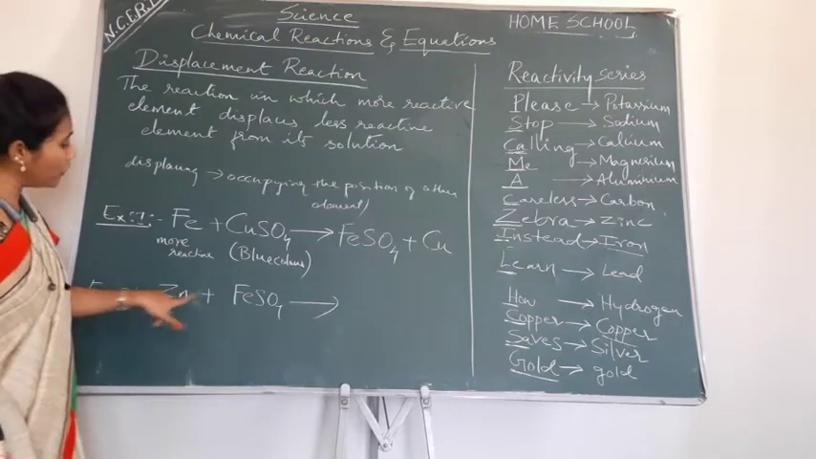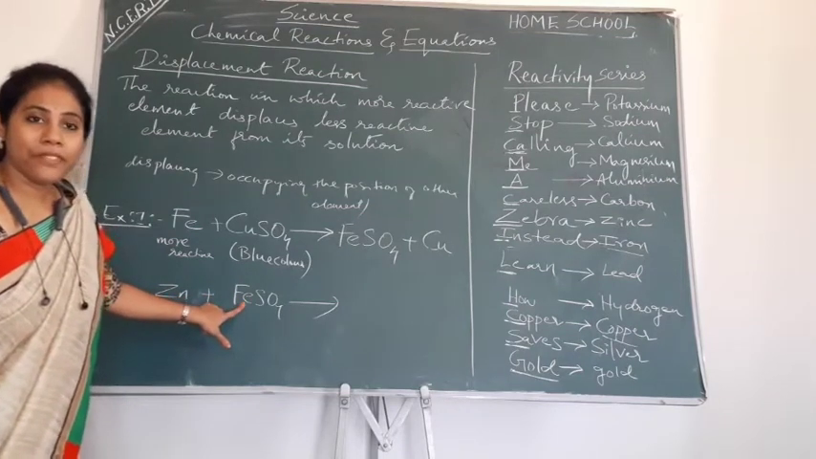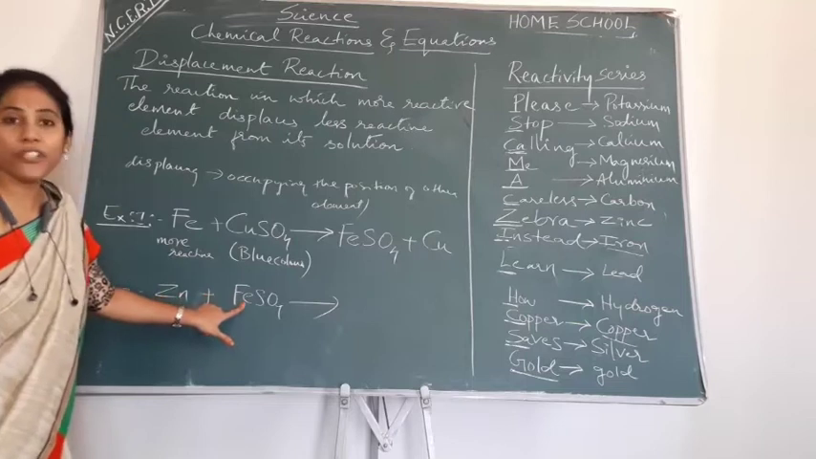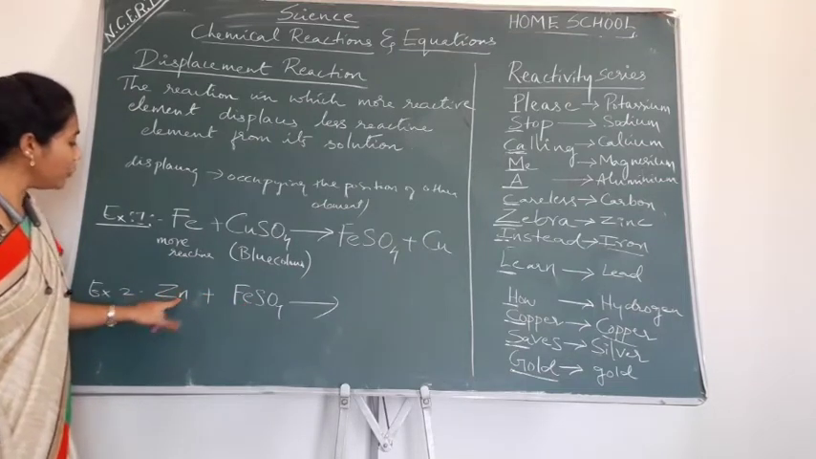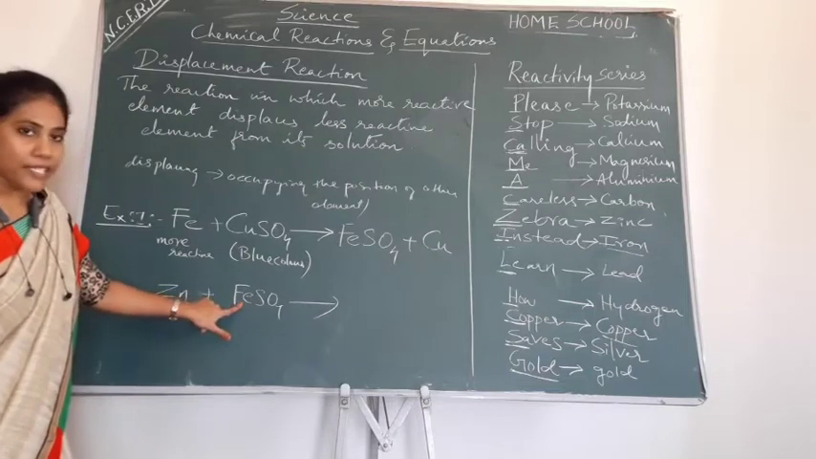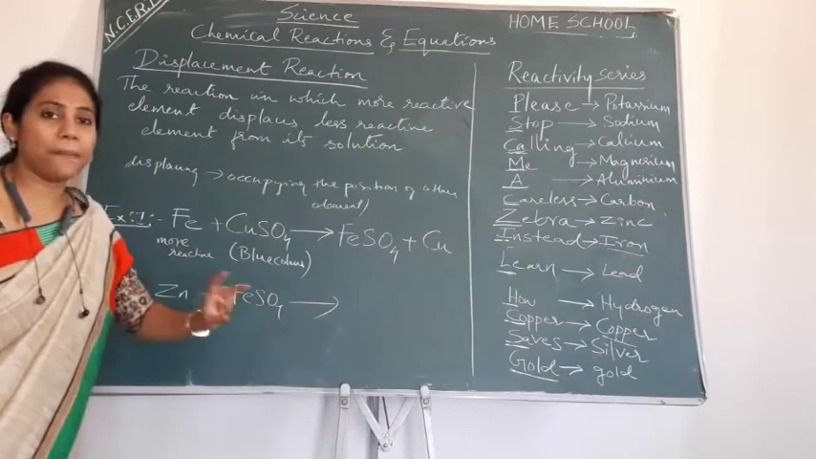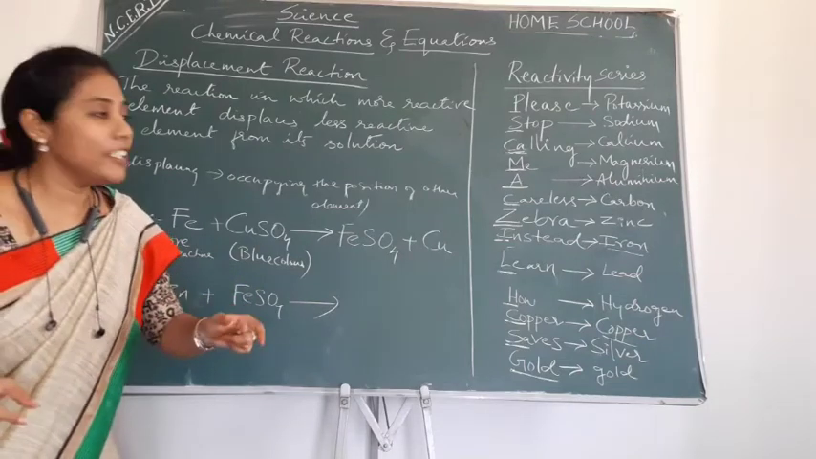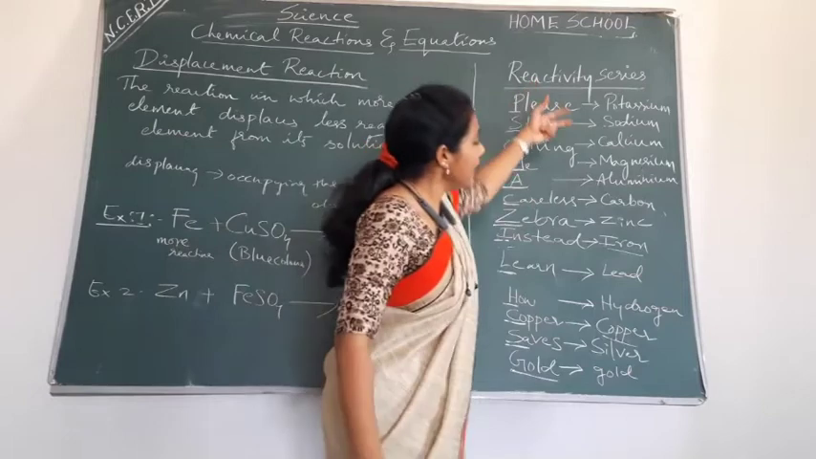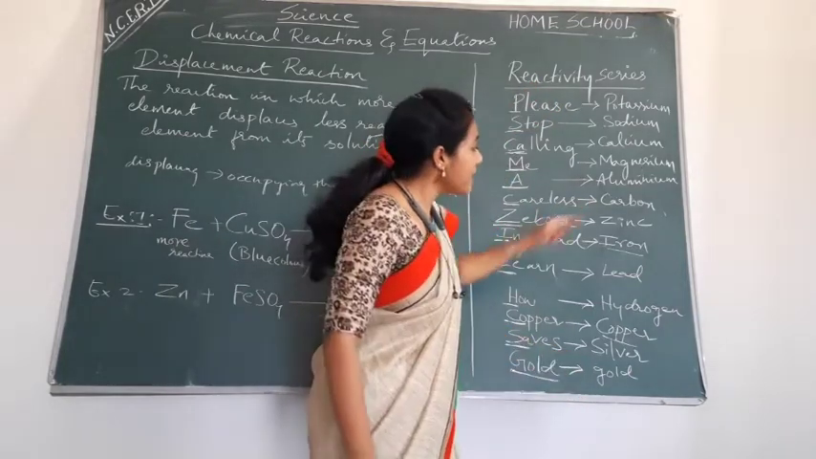Can zinc be more powerful than iron? If it is more powerful, if it is more reactive, it will remove the iron from its position. Yes or no? How do you know whether zinc is more powerful than iron or not? By checking the reactivity series. Just check the position.